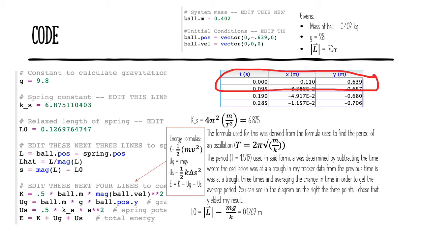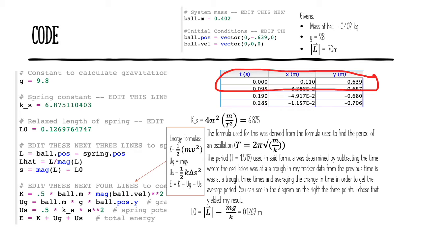In order to find the spring constant, K_S in this case, I used the formula K equals 4 pi squared times mass over T squared, which is derived from the formula used to determine the period of oscillation. In order to determine my period, which ended up being T is equal to 1.519, I subtracted the time where the oscillation was at a trough in my tracker data from the previous time it was at a trough. I repeated this 3 times and averaged the change in time over the number of times I did it, which was 3, in order to get the average period.